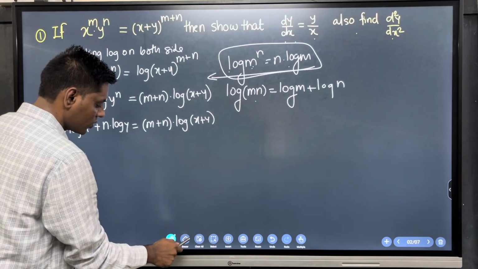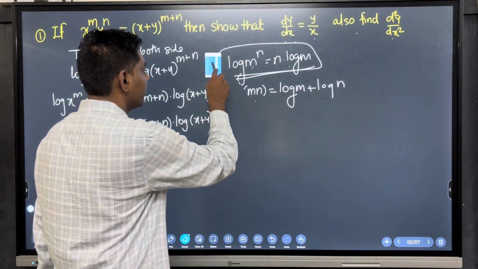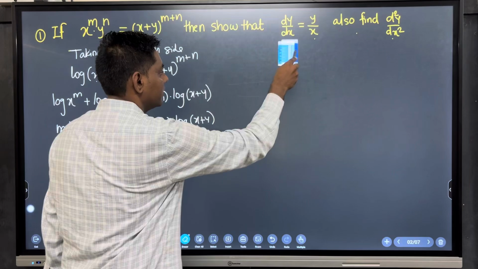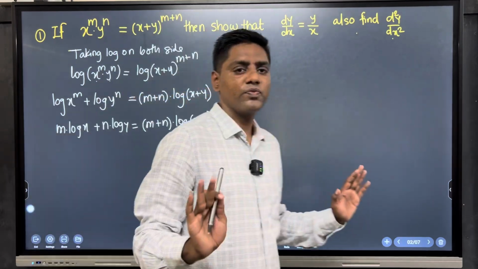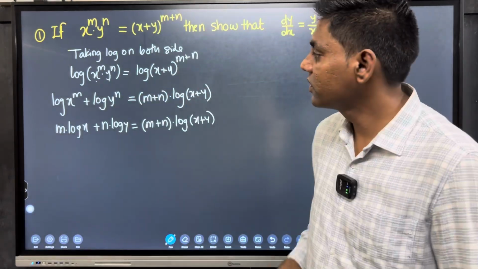So after applying those properties, now we simplify this equation, and then after that we just take the derivative, we get the final answer. Simple. So remember the steps. The steps are very easy.